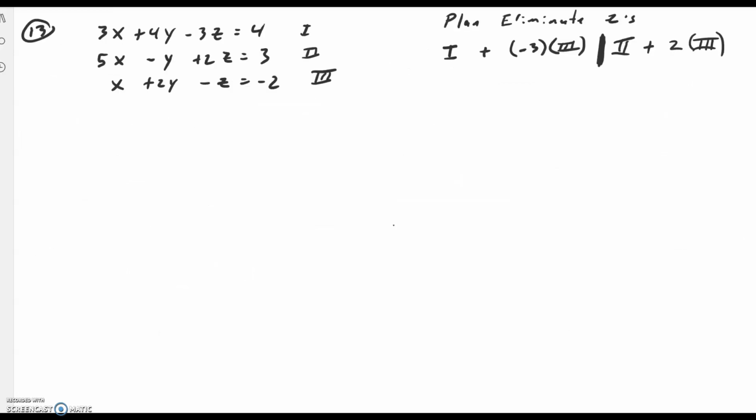This is a lot like the last problem. I've written the equations down, double-checked them, pardon me, and I've named them with Roman numerals, and I've created the two plans. These plans are focused on z's. So for instance, if you look at the z's in the first equation, it's minus 3 of them. If you look at the z's in the third equation, this will be plus 3 of them, and when we add, we'll get 0 z's. So let's get started with that plan. We're going to start with the first equation.